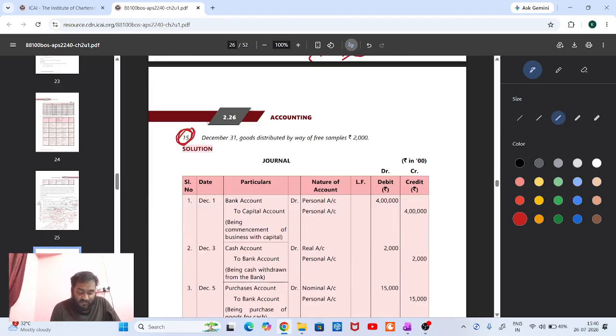This is the most important entry. If they want to trick you, this is where they are going to trick you. Goods distributed by way of free samples. Why do we give free samples to someone? Because in order to promote, in order to advertise ourselves. Advertisement is an expense to us.